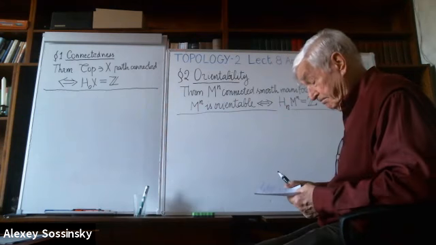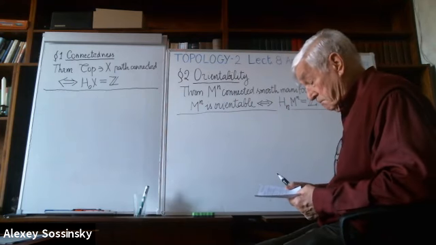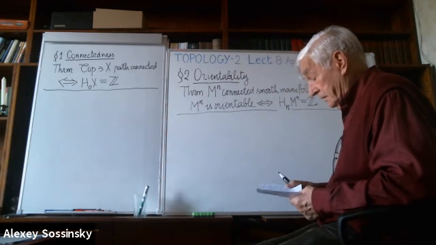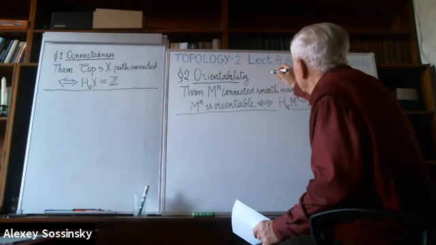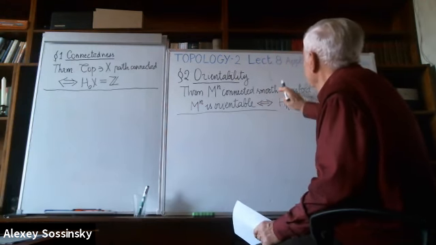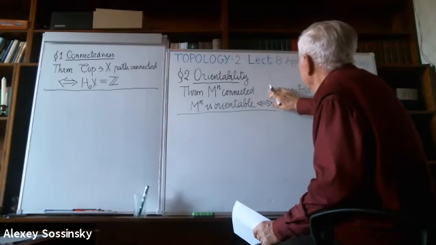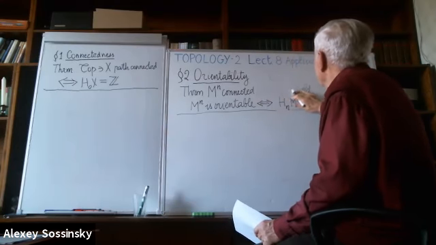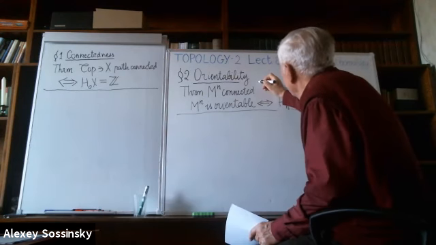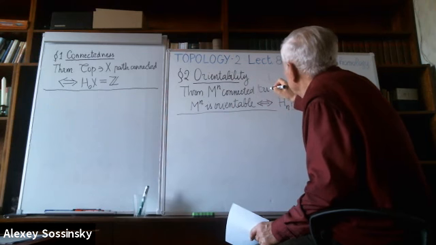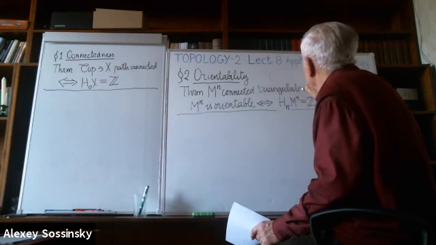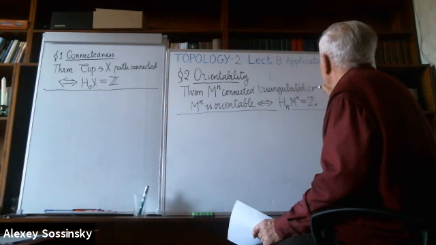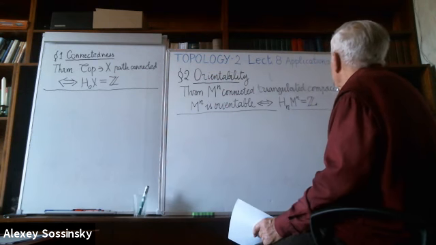Proof. Sorry, I want to add another word here. No, I'm sorry. Not smooth. Triangulated. Compact manifold.